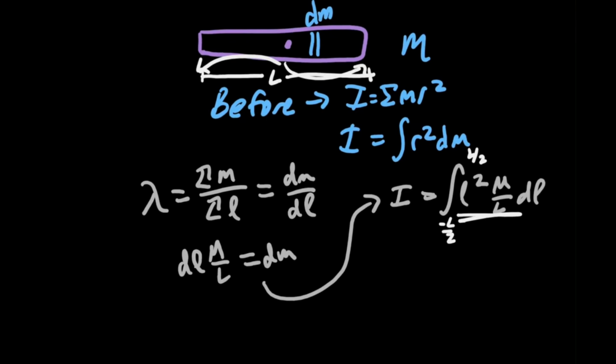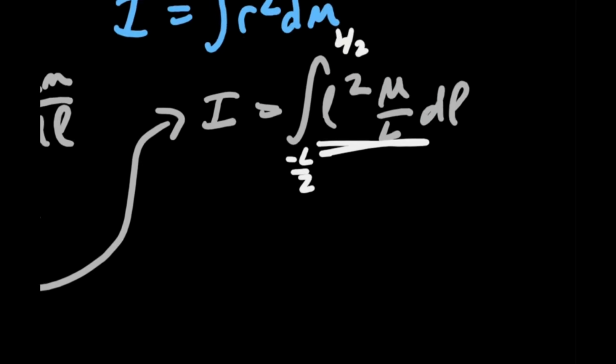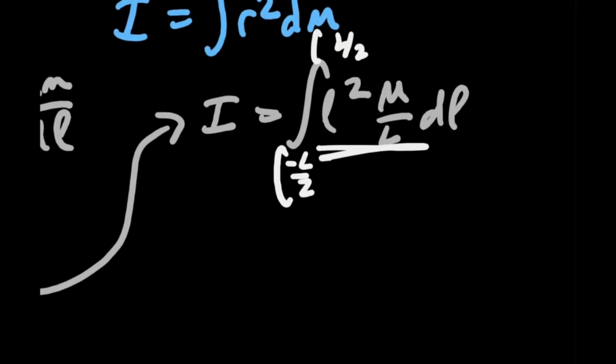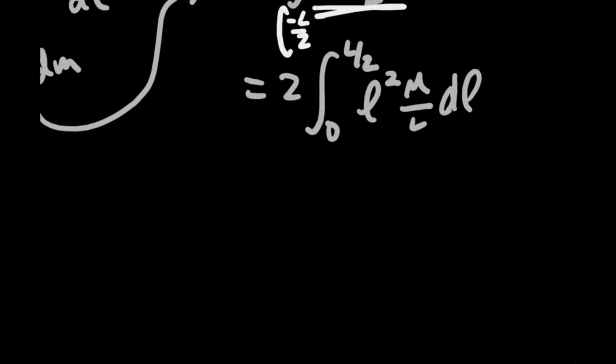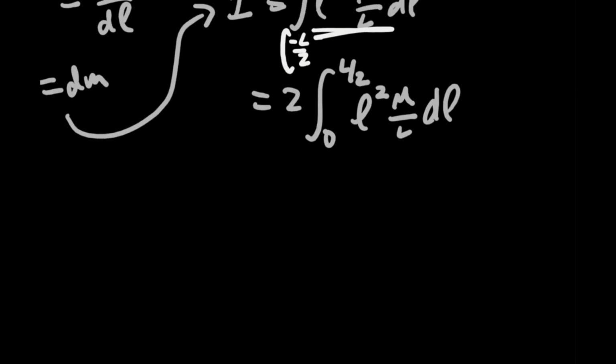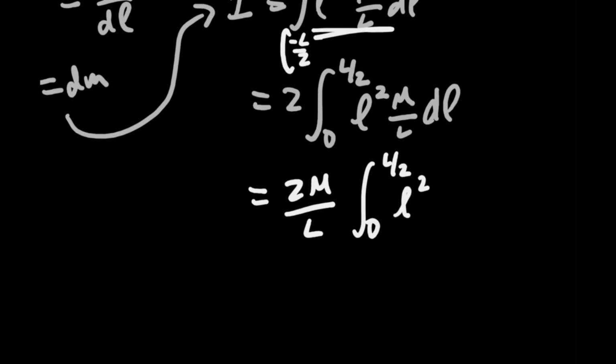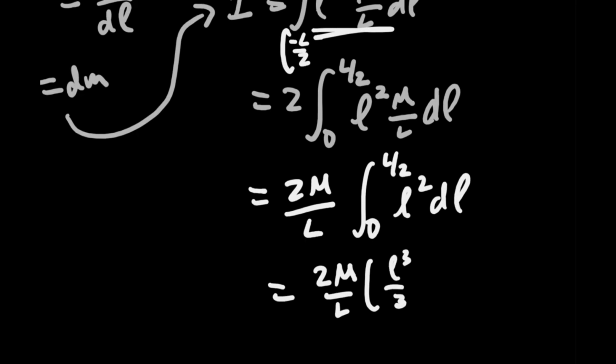Now, we know from basic calculus that when we have this negative L over 2 to L over 2, what we can do pretty simply is just say that this is equal to 2 times the integral from 0 to L over 2 of L squared, M over L, dL. Now, we also know that we can take out the constant here, so we have 2M over L times the integral from 0 to L over 2 of L squared dL. This is a relatively simple integral, so we're going to get 2M over L times L cubed over 3 from 0 to L over 2.